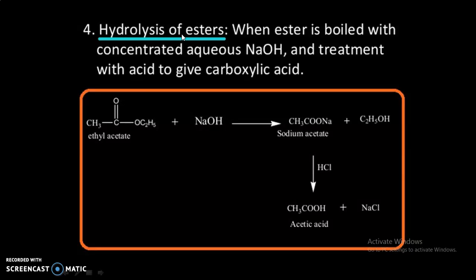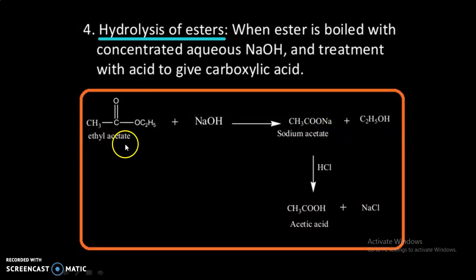Next preparation method of carboxylic acid is hydrolysis of esters. When an ester is boiled with concentrated aqueous sodium hydroxide and treated with acid, it gives carboxylic acid. That is, when an ester is boiled with concentrated aqueous sodium hydroxide, the sodium salt of the acid is formed. And this on treatment with dilute acid, that is HCl, gives the corresponding carboxylic acid.